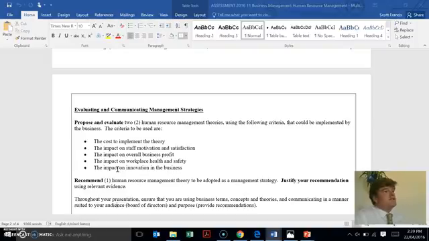So use those criteria to evaluate 2 human resource management theories, and we're going to look at a lot of those theories. It's often good to try and go outside the coursework to find theories that really work. And that might be something you guys look at. And then you have to recommend one of these theories to be adopted as the management strategy. Justify your recommendation. Why have you chosen this theory to be used at the firm?